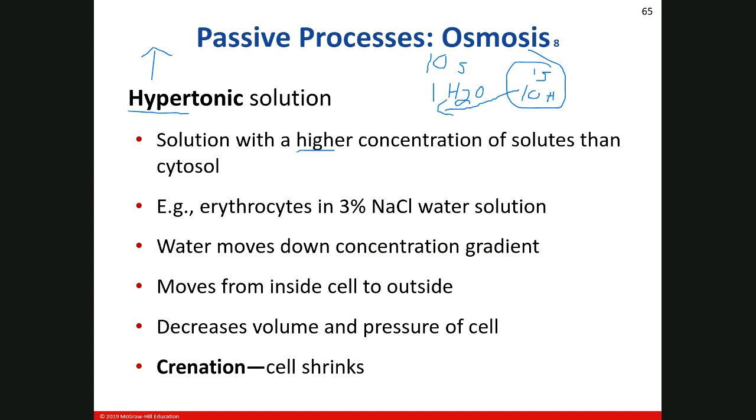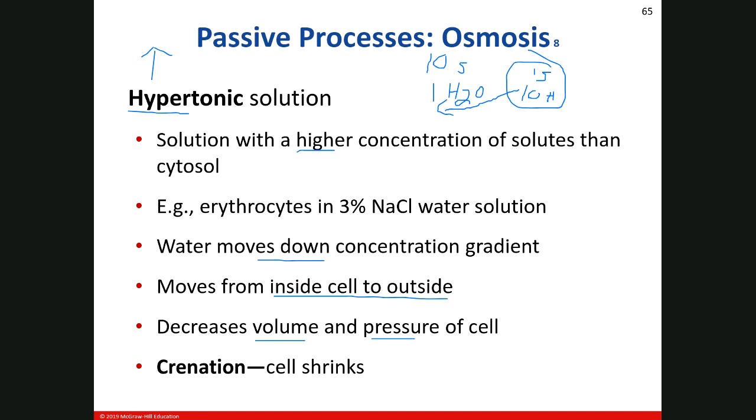So when it does that, it's going to move down its concentration gradient again, from inside the cell to outside, thereby decreasing the volume and the pressure, and it shrinks it. And that term is called crenation. Crenation. Be familiar with that. The tones, the tonicity: isotonic versus hypertonic versus hypotonic.